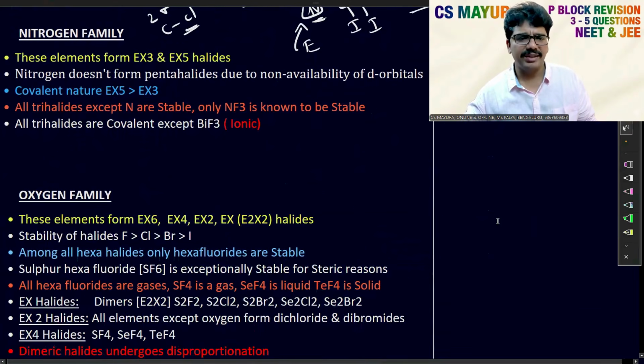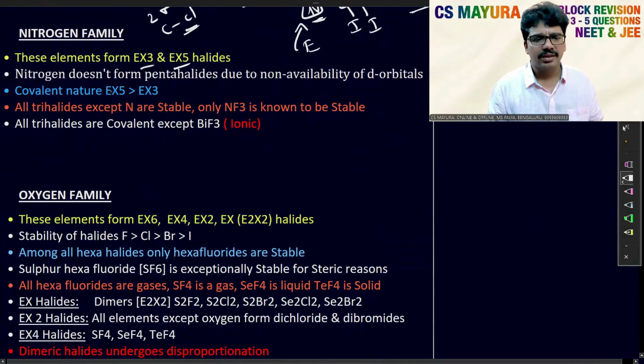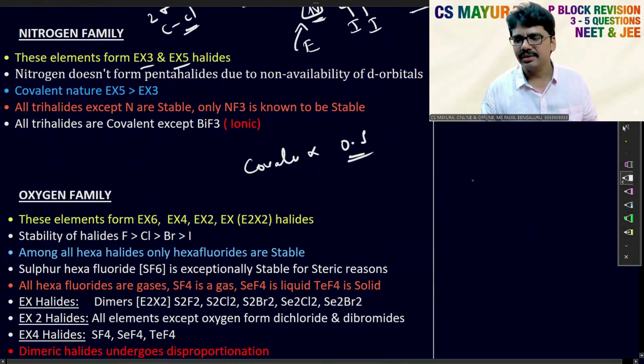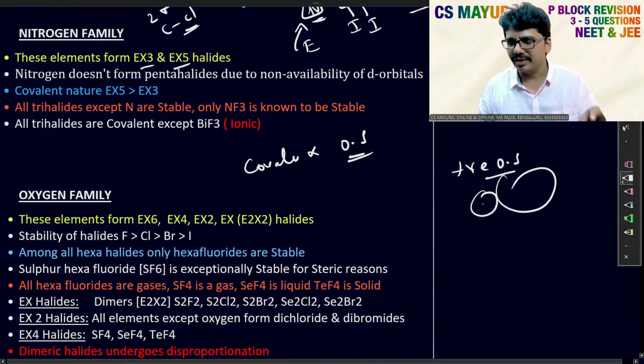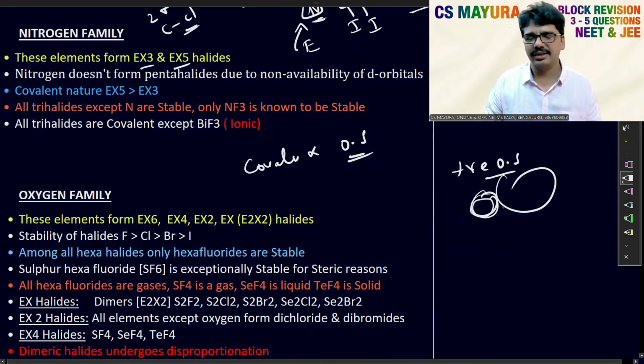Next, coming to the nitrogen family. With +3 and +5 oxidation states, EX3 and EX5 halides are there. Covalent nature increases with oxidation state. Covalent nature is directly proportional to oxidation state, because when the positive oxidation state increases, the cation size decreases. The anion size will be larger than the cation size, and it develops covalent character; that is polarization, or Fajans' rule. Right? Among all trihalides, NF3 is the only one known.